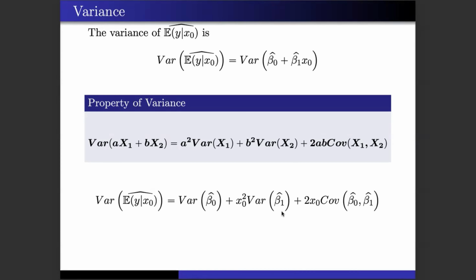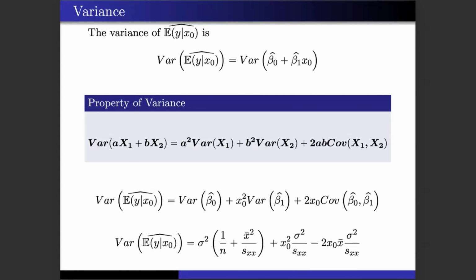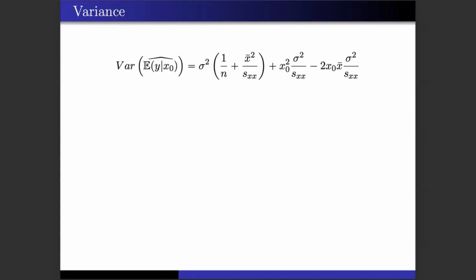And we use that property and we have variance of beta naught hat is equal to sigma square times 1 divided by n plus x bar square divided by sxx. We have also seen variance of beta 1 hat, which is sigma square divided by sxx. And we have also seen covariance of beta naught hat and beta 1 hat, which is negative x bar times sigma square divided by sxx. And we have variance of an estimate of expected value of y given x naught.